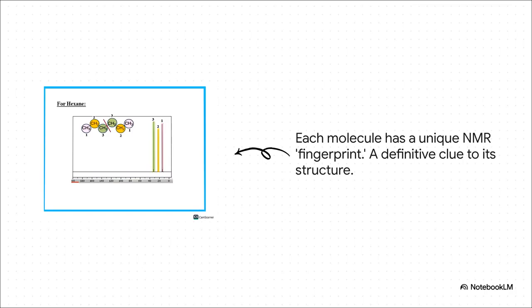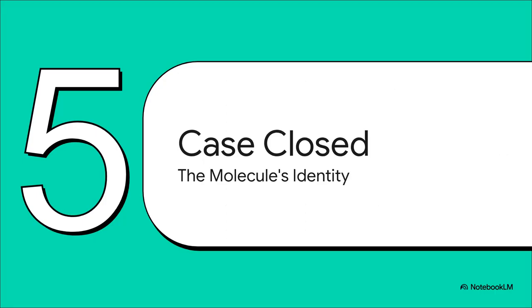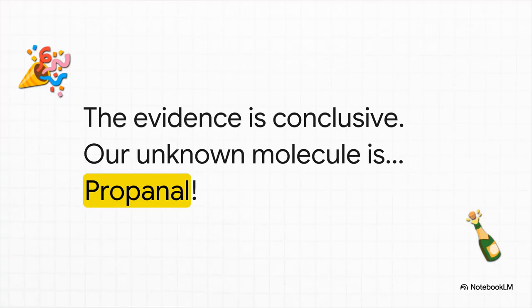of evidence. So, we've gathered the physical clues, we've run the chemical tests, and now we've analyzed the molecular fingerprint. All the evidence has been collected, and it is all pointing in one direction. It's time to unmask our molecule. The NMR spectrum for our unknown shows 3 distinct peaks. That tells us it's a 3-carbon aldehyde. The evidence is absolutely irrefutable. Our mystery liquid is propanal.